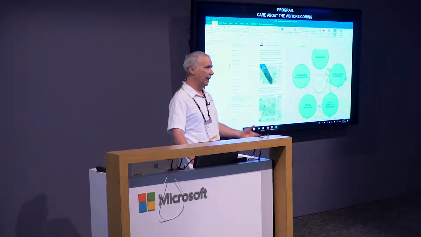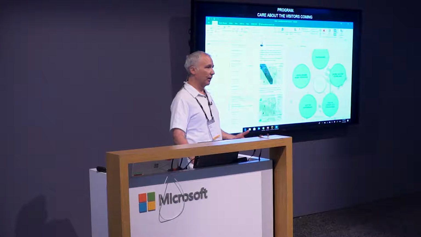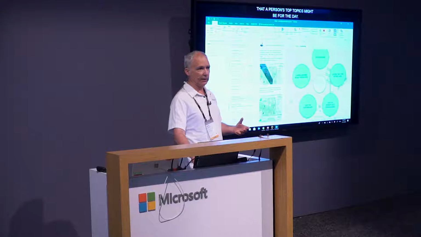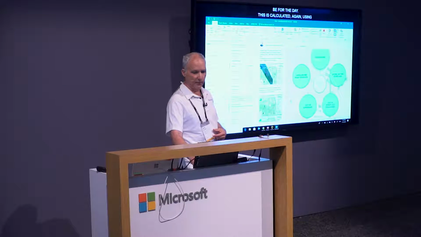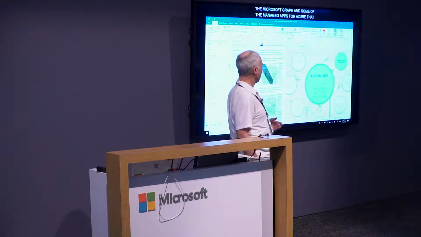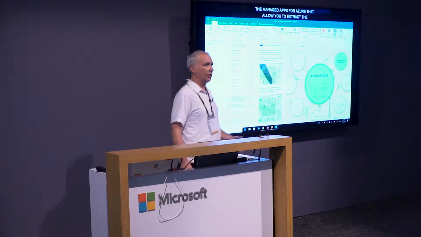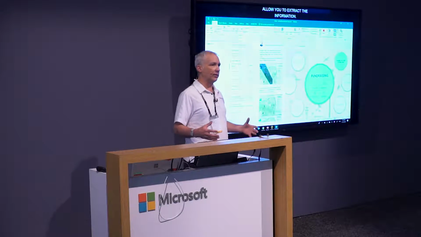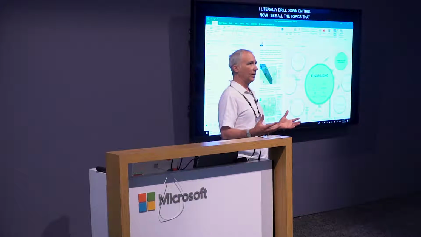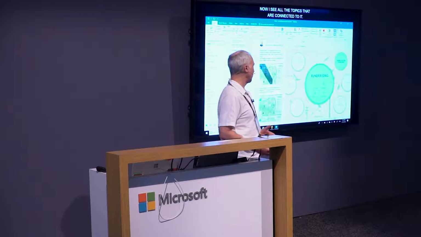And this is calculated again using the Microsoft Graph and some of the managed apps for Azure that allow you to extract this information. And what you do is you say, okay, so I'm interested in fundraising. I got a big project going on. I literally drill down on this, and now I see all the topics that are connected to it. So what we've done is we've taken all your Office 365 information, the information you already have, but we've organized it the way you think, because people think in topics and associated topics.